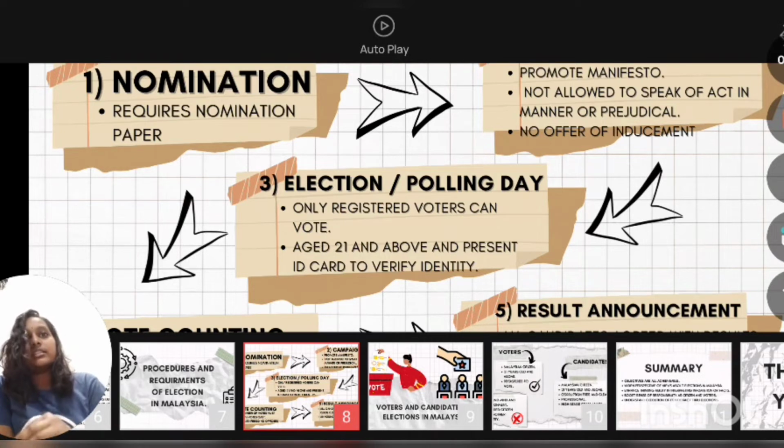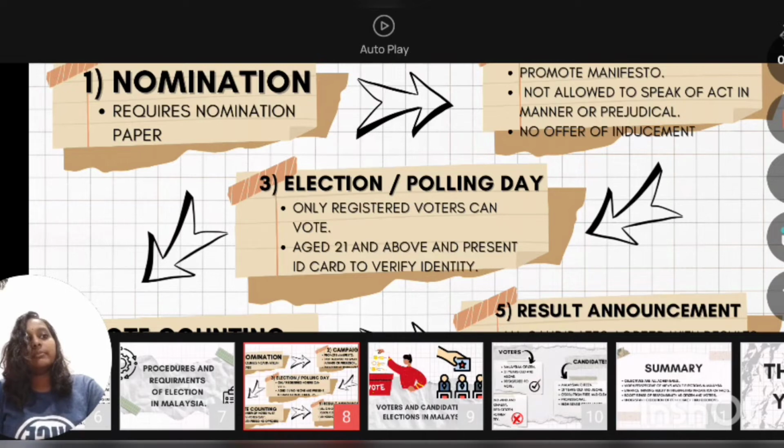So the date is referred to as the day of nomination. The first day of nomination should not be less than 4 days after the date of notice publication, and the date for the poll to be taken, the polling day, should not be less than 30 days after the last day of the nomination.